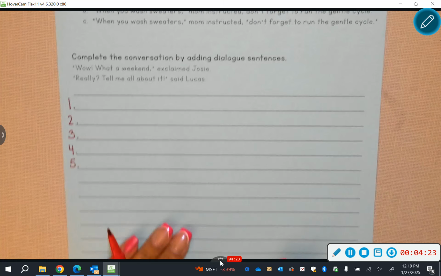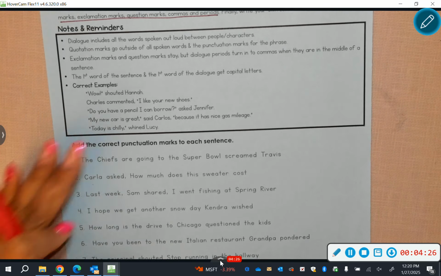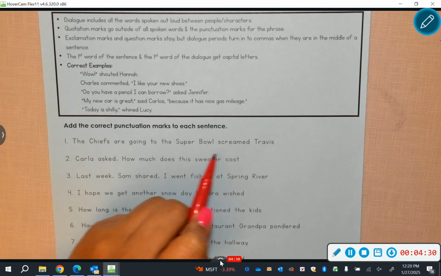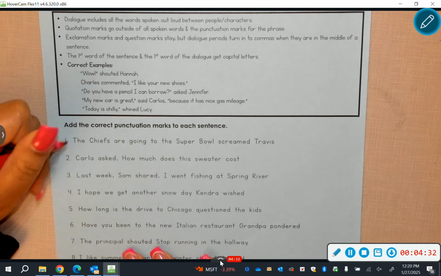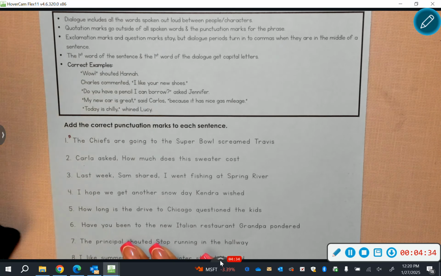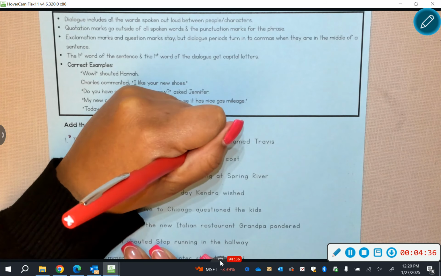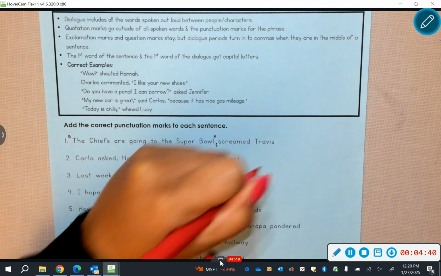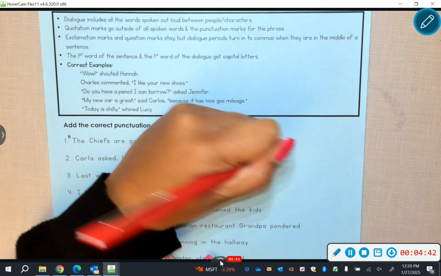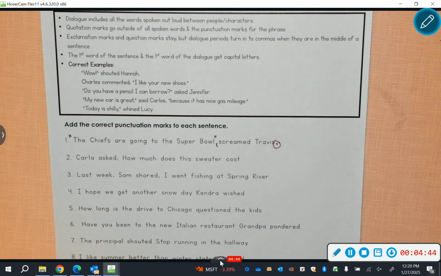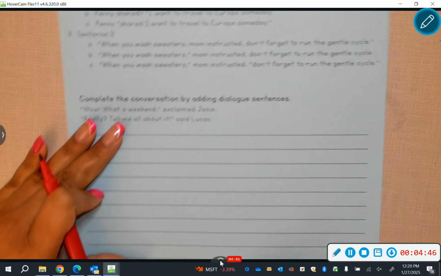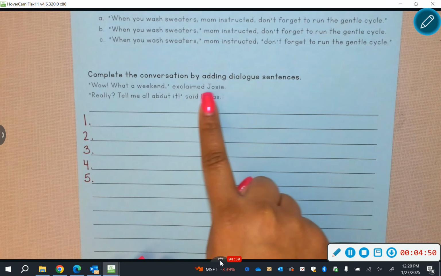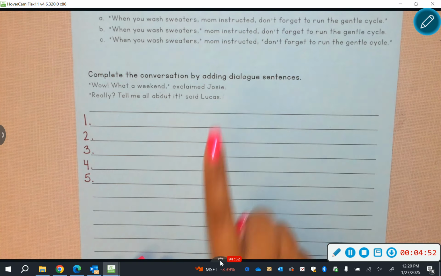Okay, tell me about the weekend. I'm going to do an example. Number 1. The Chiefs are going to the Super Bowl, screamed Travis. This is missing punctuation, quotation marks, a comma, and a period. And then I'm going to do one of these. "Wow, what a weekend," exclaimed Josie. "Really? Tell me about it," said Lucas.